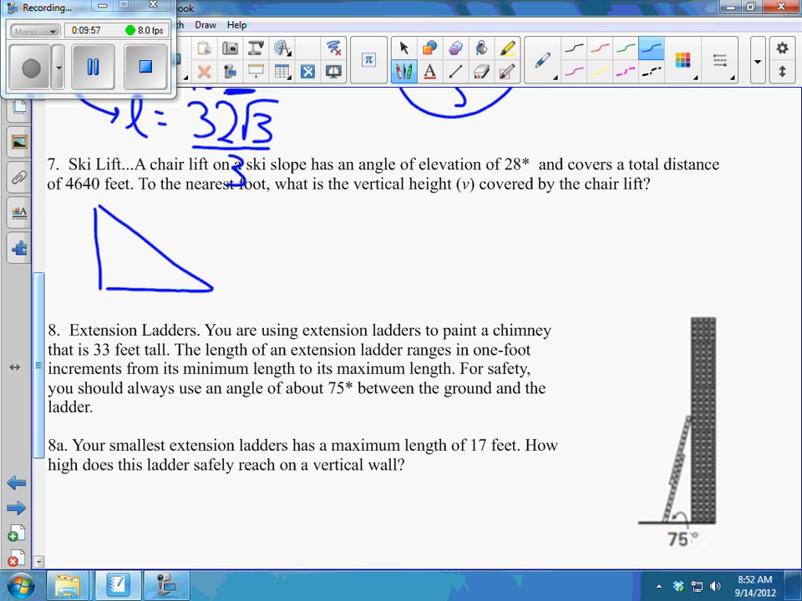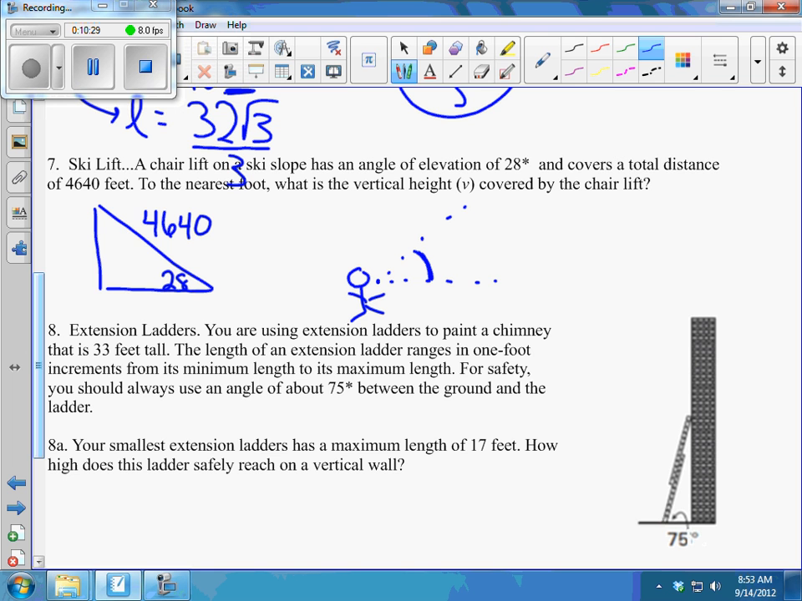Angle of elevation means if you're standing somewhere and you look straight ahead and you look up, there's an angle formed. This you learned in geometry. And that angle, it says, is 28. So what I'm going to do is put that 28 right here, because that matches my picture that I drew over there. And it covers a total distance of 4,640 feet. So the chairlift, when it goes up, covers a distance of 4,640. So that's actually the hypotenuse, because that's the path the chairlift would go.